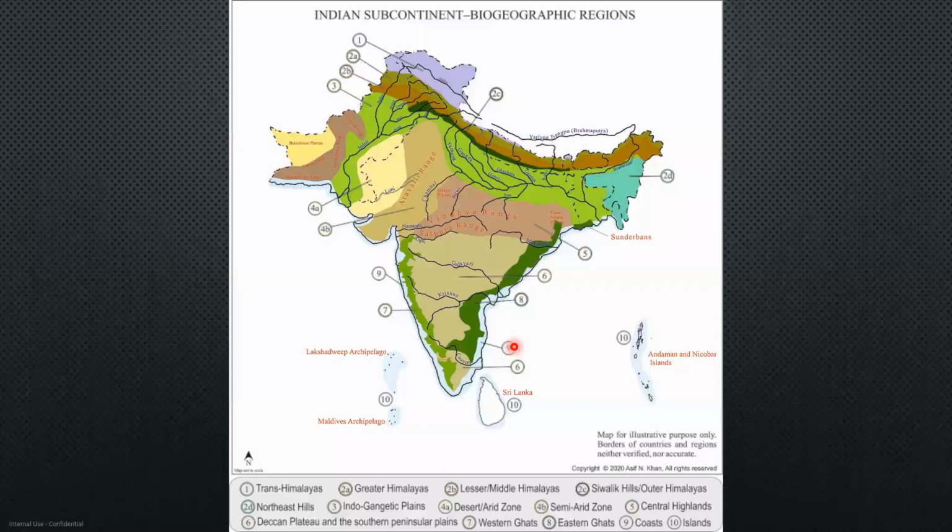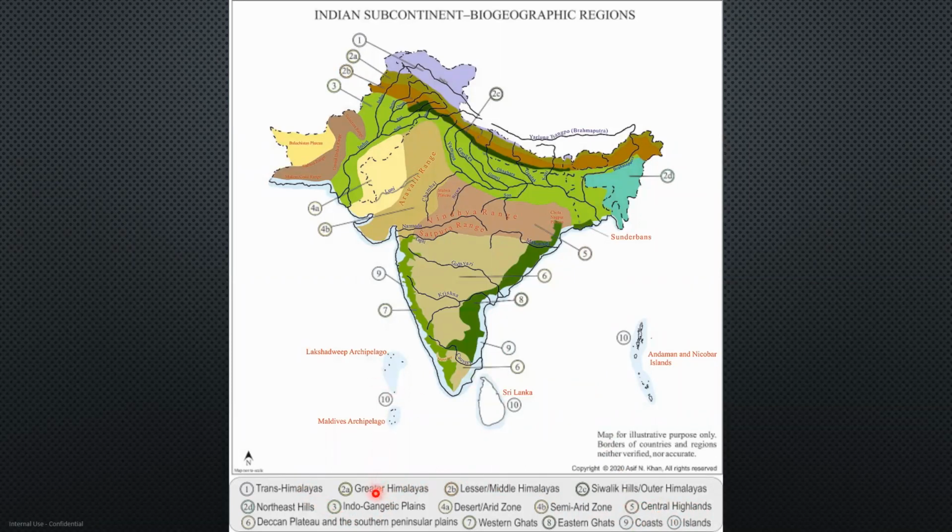So let's get started. This map of India shows you the different phytogeographic regions of the Indian subcontinent. This map is showing you the biogeographic regions marked with these numbers. We are going to study phytogeography as proposed by the eminent phytogeographer Professor D. Chatterjee. He had given us 9 such phytogeographic regions. Some may call it 9, some may say it is 10.